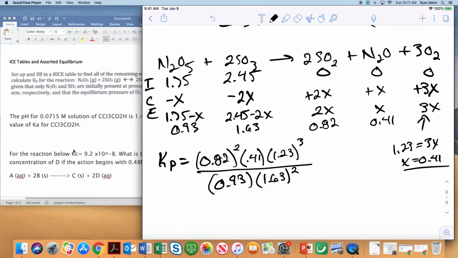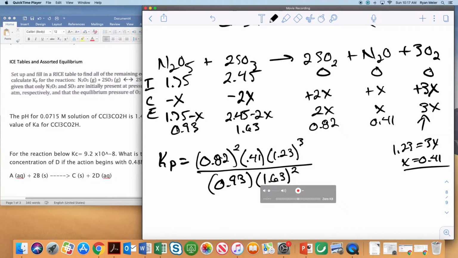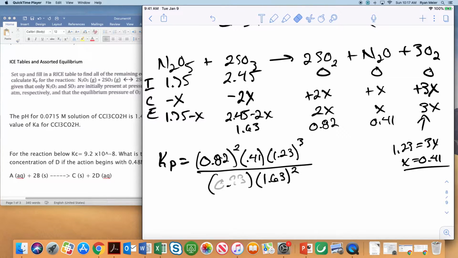All right. Oh, and actually I've got one mistake here. Let me backtrack. This is incorrect. It shouldn't be 0.93 for that N2O5. I subtracted the 2x effectively instead of just the 1x. This should be, what should that be then? 1.34. So 1.34 right there. Sorry about that.